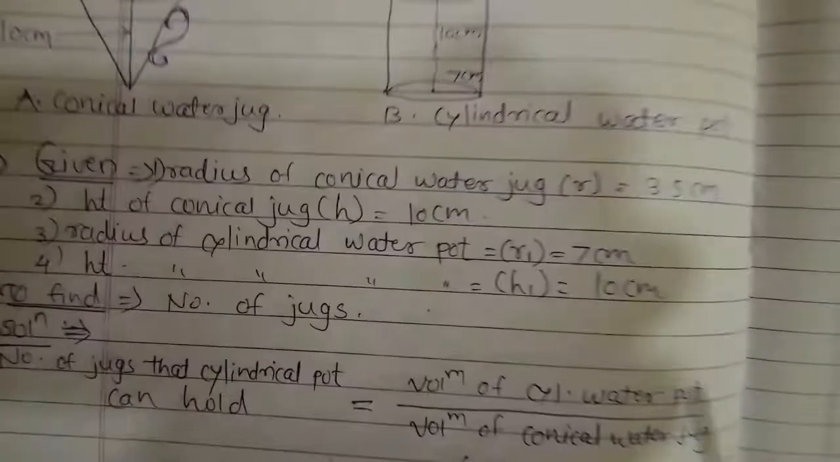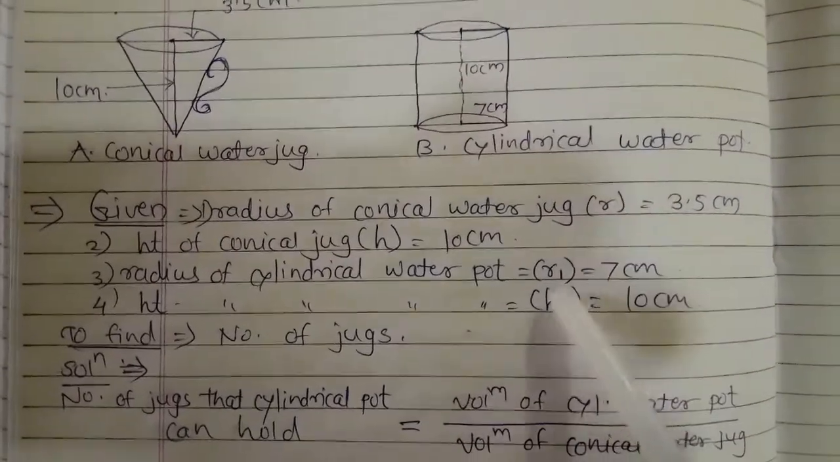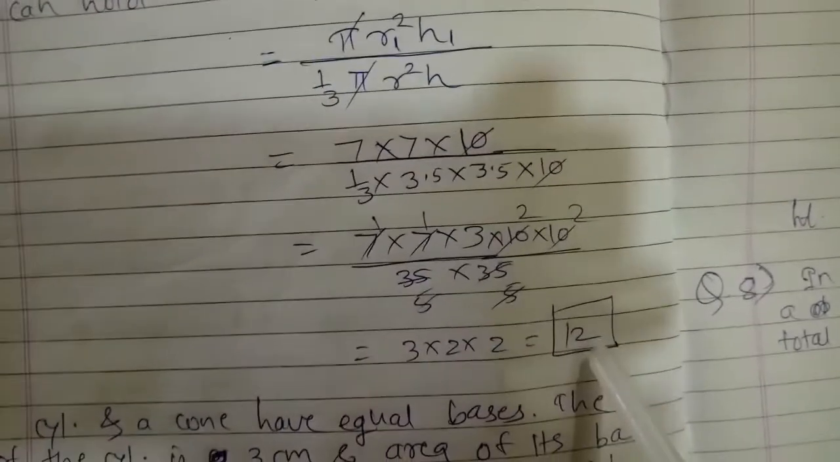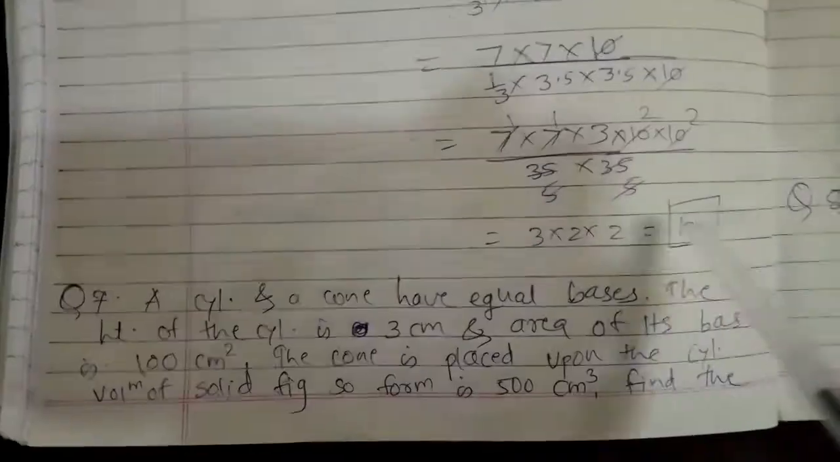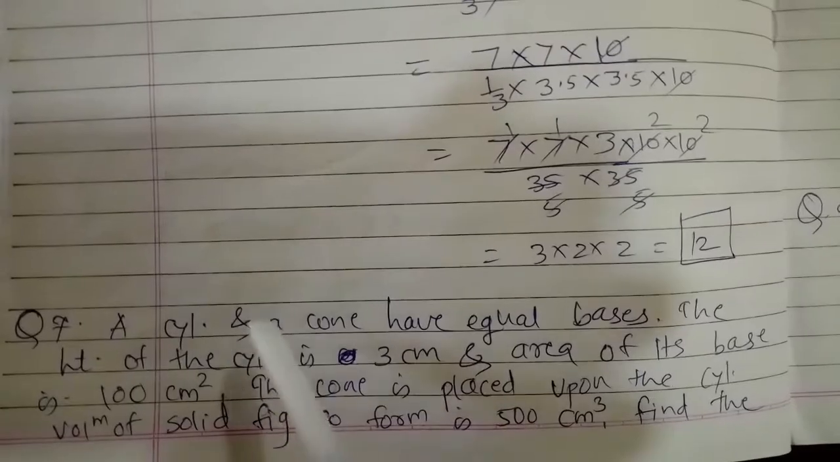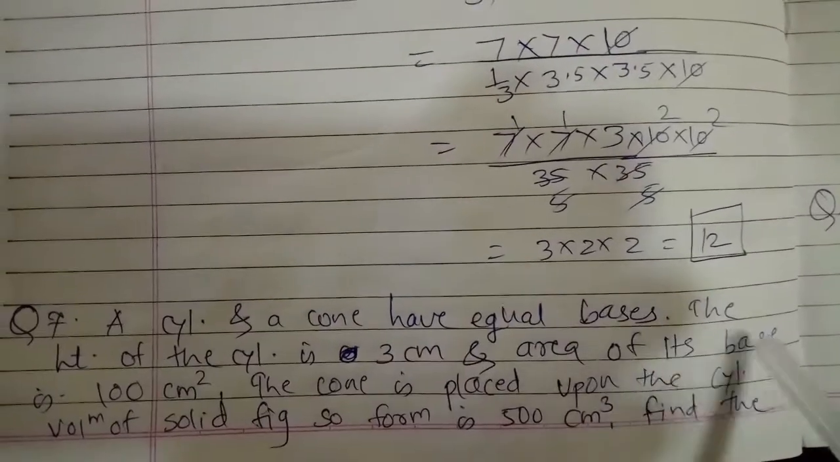So this cylindrical water pot can hold 12 jugs. Twelve jugs of water the cylindrical pot will hold. Now question number 7 is: a cylinder and a cone have equal bases.